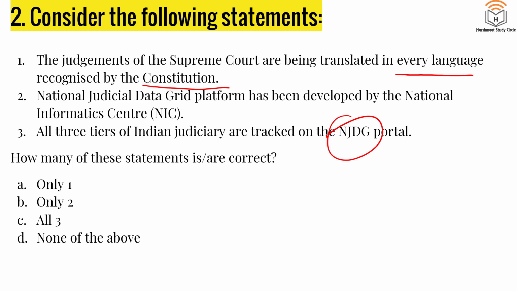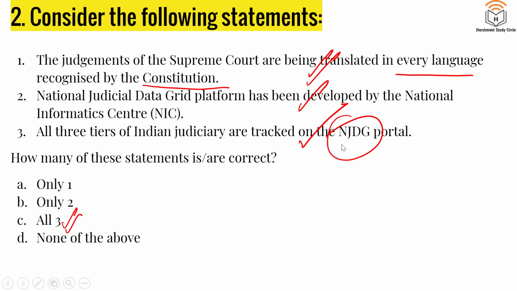These are all about the judiciary. First, Supreme Court judgments are translated to all constitutional languages. That is true. Second and third also are true. The answer here is C. All three are correct. Now, the Supreme Court over the past few years has been criticized for not being very inclusive because of the use of language in the judgments. And the Supreme Court has tried to correct that. The Supreme Court Chief Justice now says that all the judgments of the Supreme Court are translated into every constitutional language. Second and third are also correct.